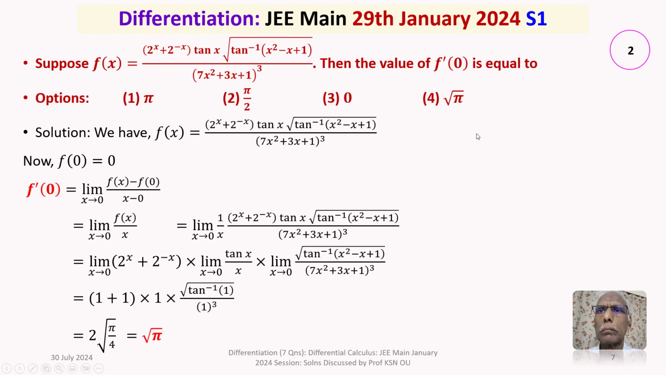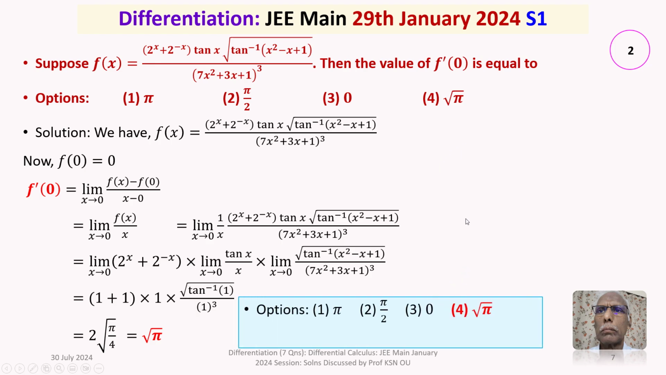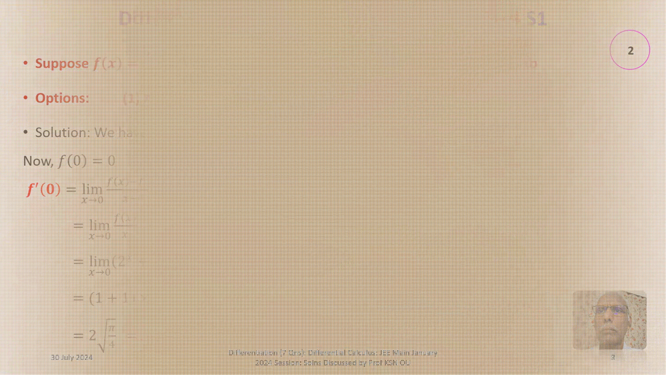Let's look at our options. And our answer root pi appears against option 4. Therefore, the answer to this question is option 4. That is the detailed discussion of this problem. And as I have already mentioned, it is a very simple and straightforward question. Let's now move to the next question.